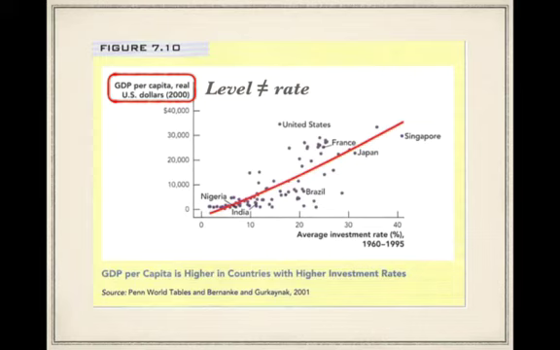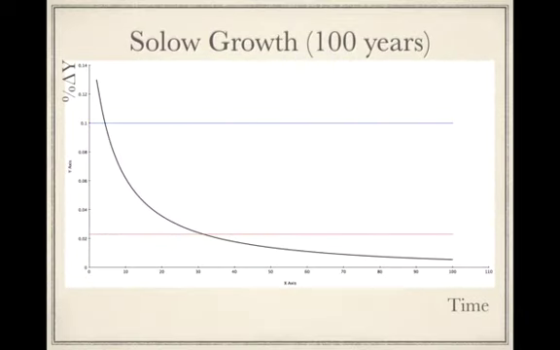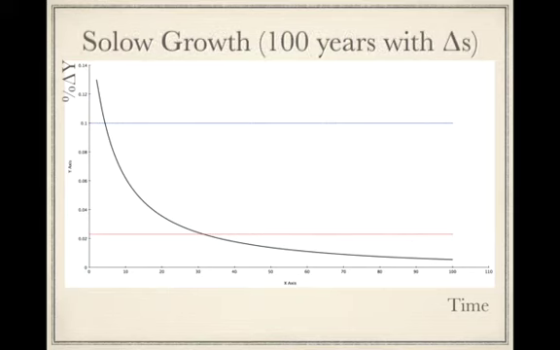But remember here, it's key, just like understanding the difference between a stock variable and a flow variable, this is analogous to that. The level is not the same thing as the rate. So now let's look at Solow growth over 100 years. And now I'm going to increase the savings rate. Now watch for it. Do you see the difference?